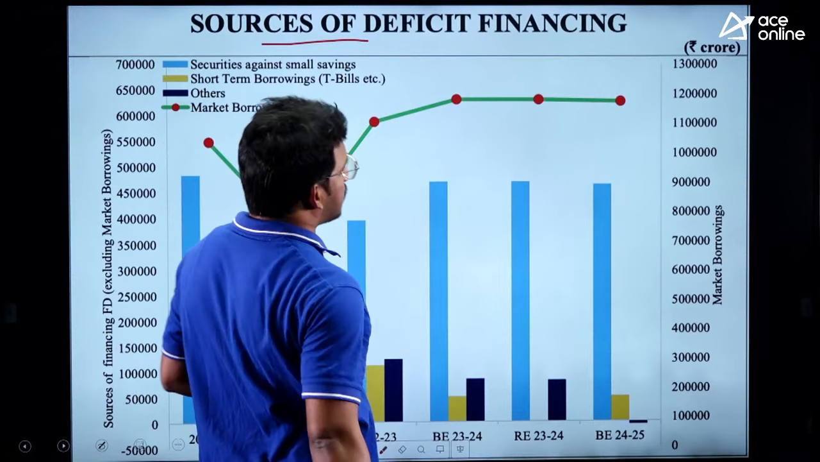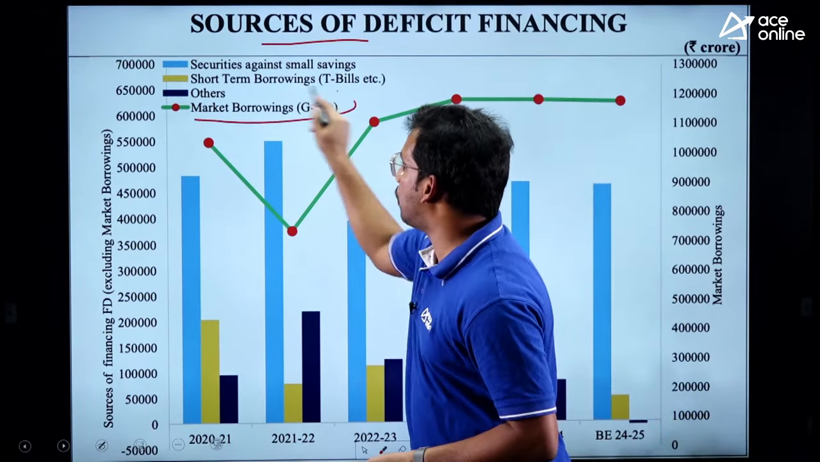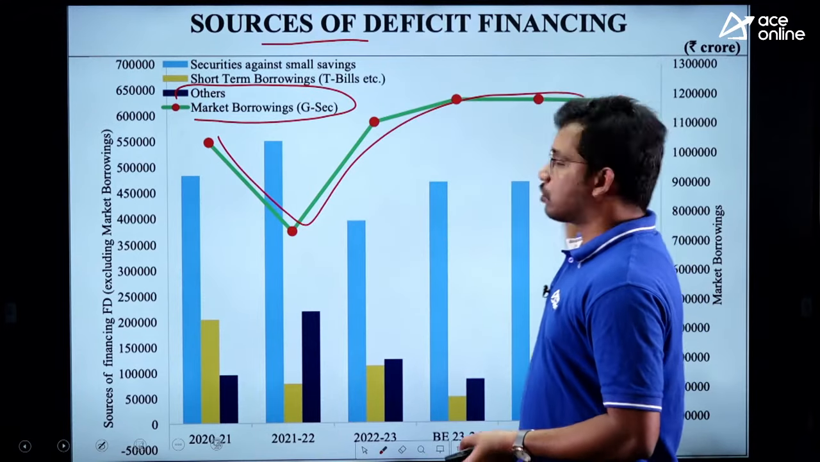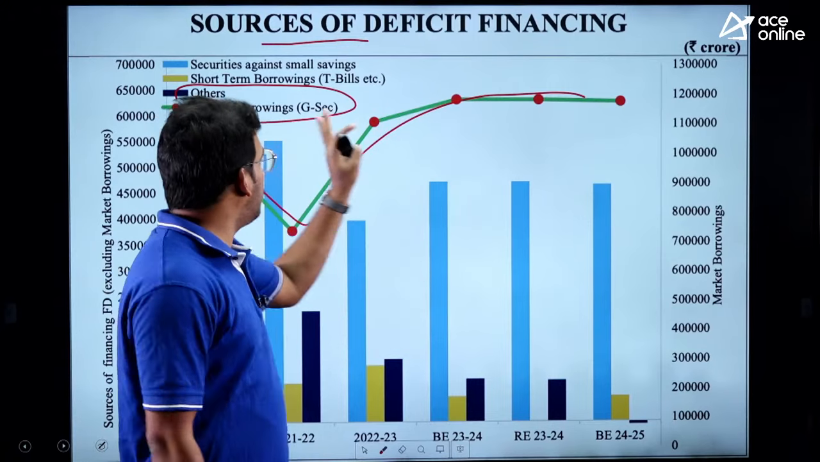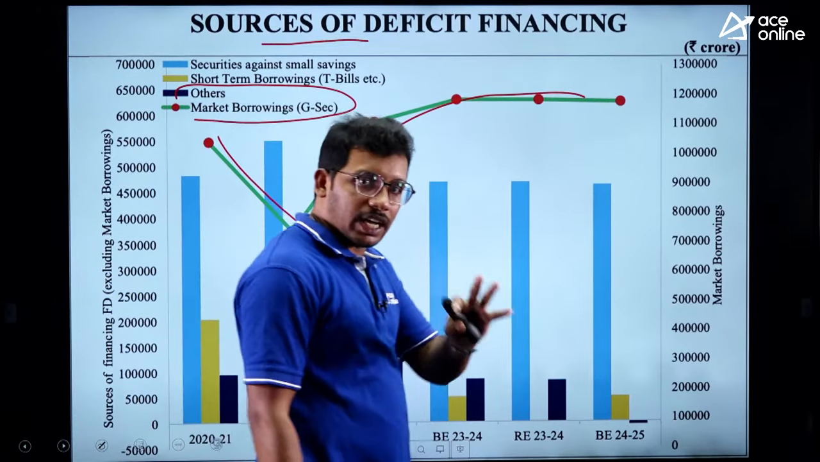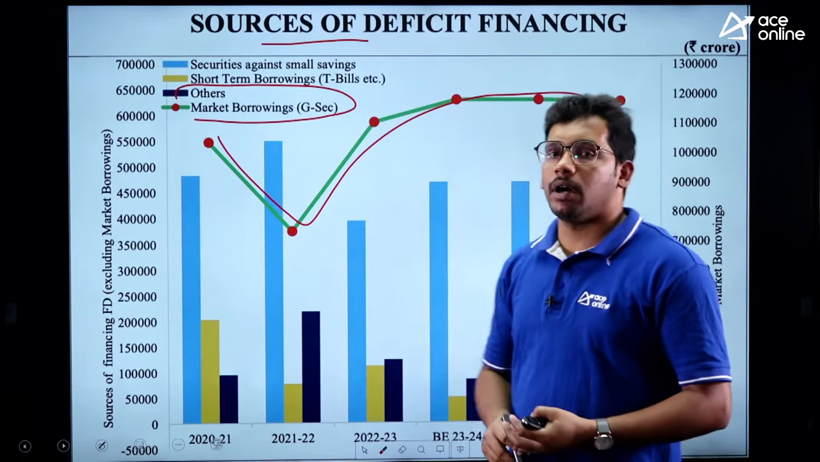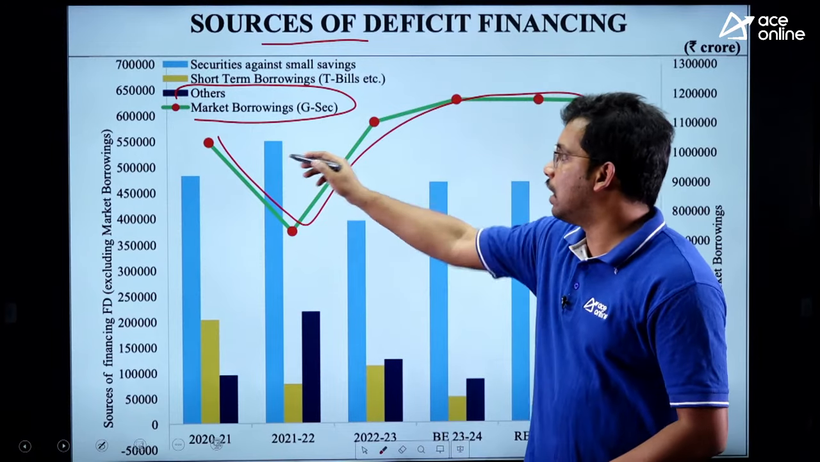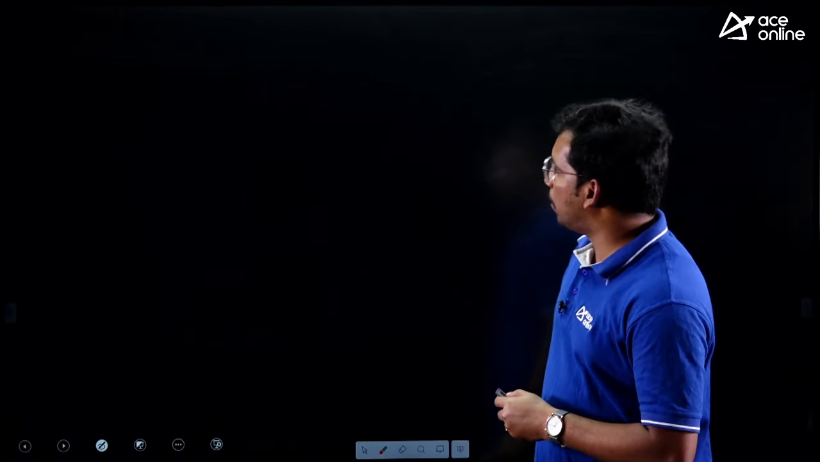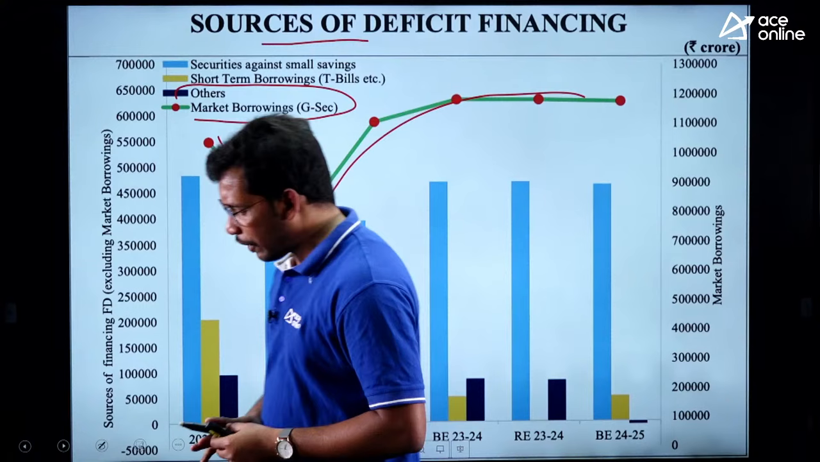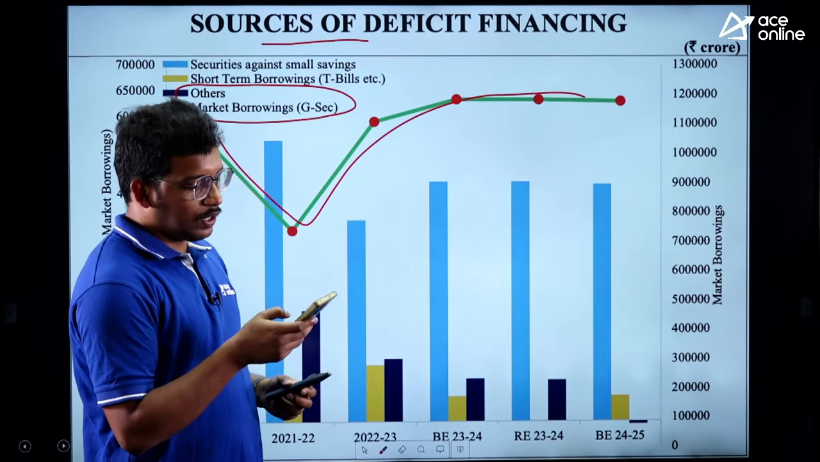Then sources of deficit financing. We have seen most of the deficit is coming from market borrowings, the green color one. So the amount of money that government is taking is mostly from market borrowings. They are taking from the market, right? So from the private sector or maybe from government securities, the public. From there, they are taking the money. So this is also important to remember. This is the final figure that you can remember. I hope this is clear.